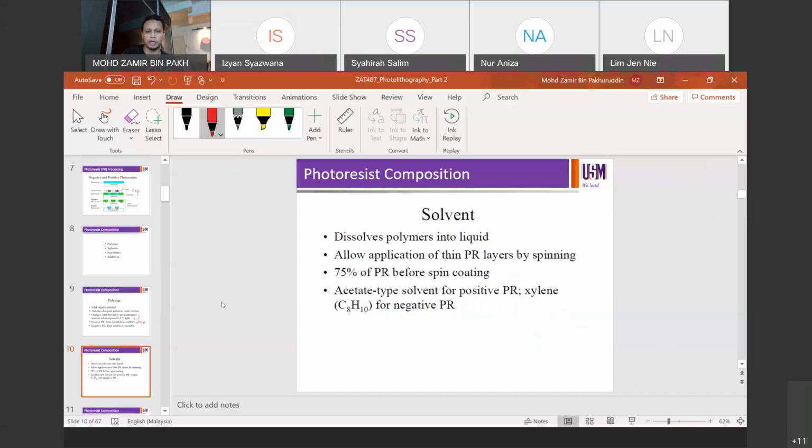Solvent dissolves polymer to make it liquid, so it allows application of thin photoresist layers by spinning. It forms 75% of the resist before spin coating. So that's why you need the baking step, in order to drive off the solvent after the process. We have different types of photoresist and solvent depending on the type of resist that you use, whether it's for I line, DUV, ArF, or EUV systems.